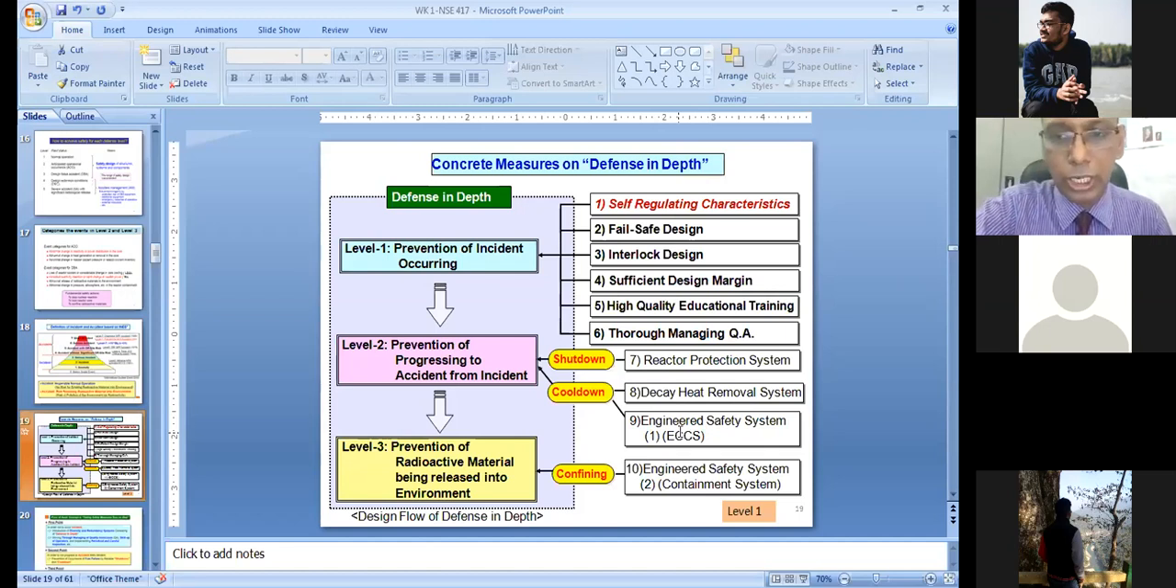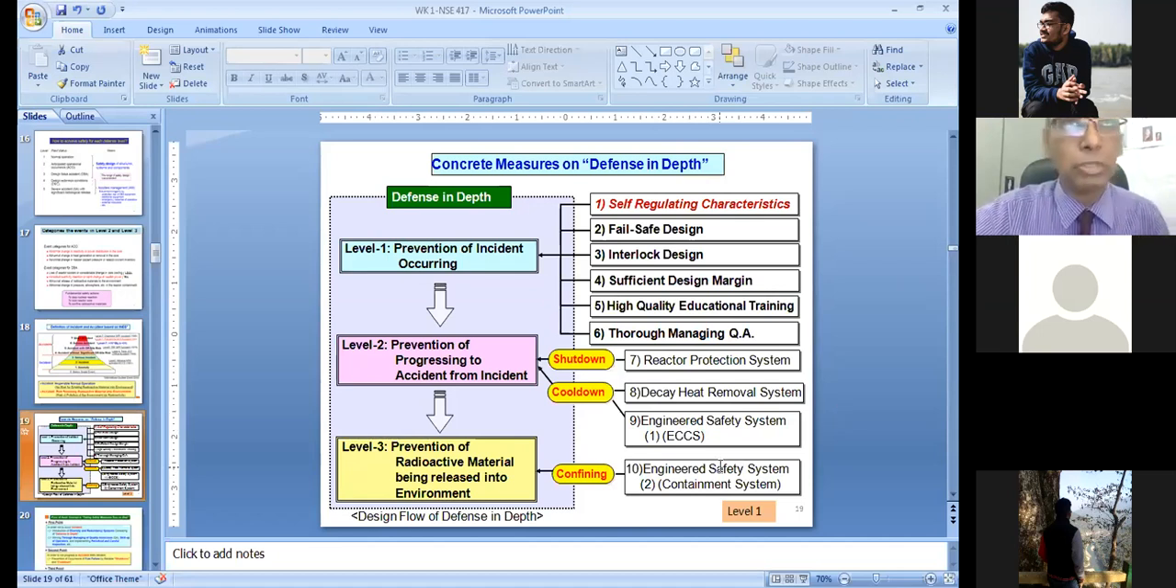So this is under the engineered safety system. The next level is prevention: if an accident happens, there will be some criteria or protection system so that you can prevent the release of radioactivity to the environment. That is called the containment building.